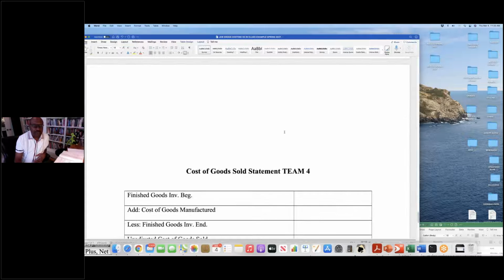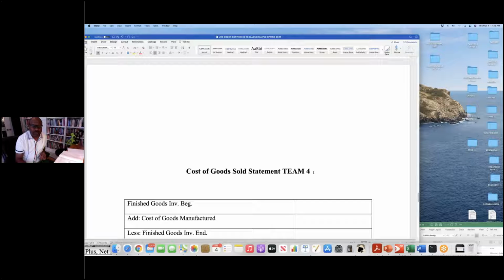Then we get to the cost of goods sold statement. You can basically go to finished goods.